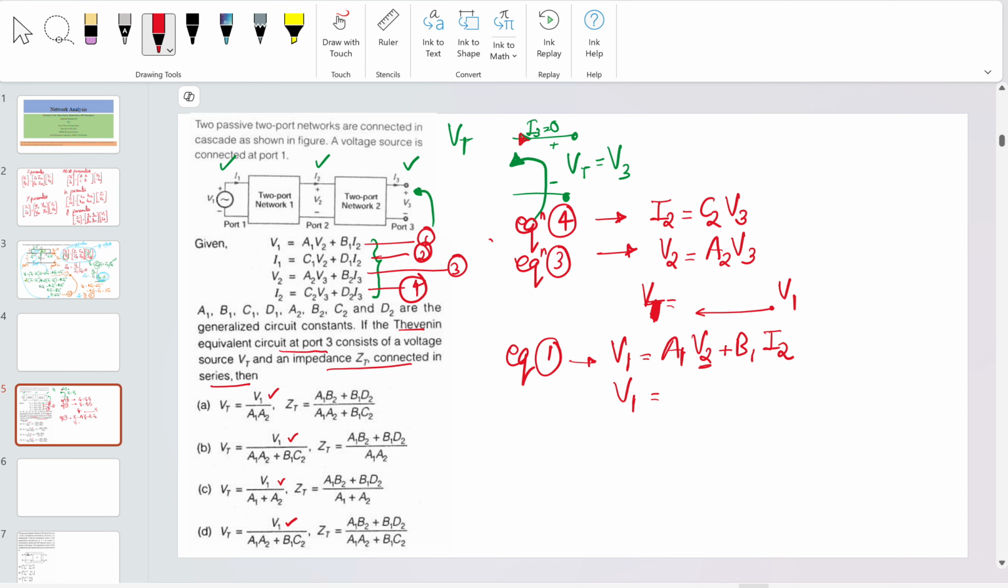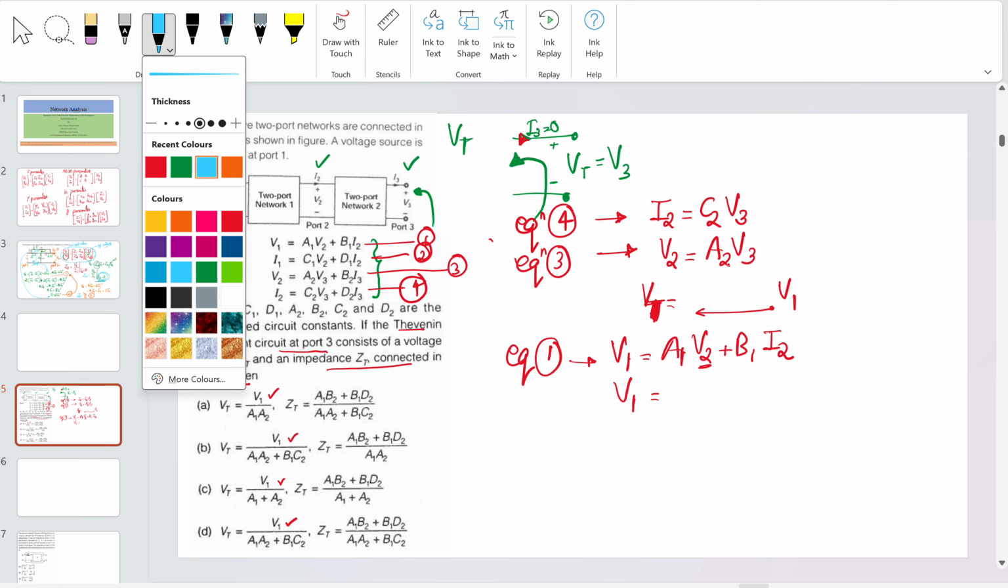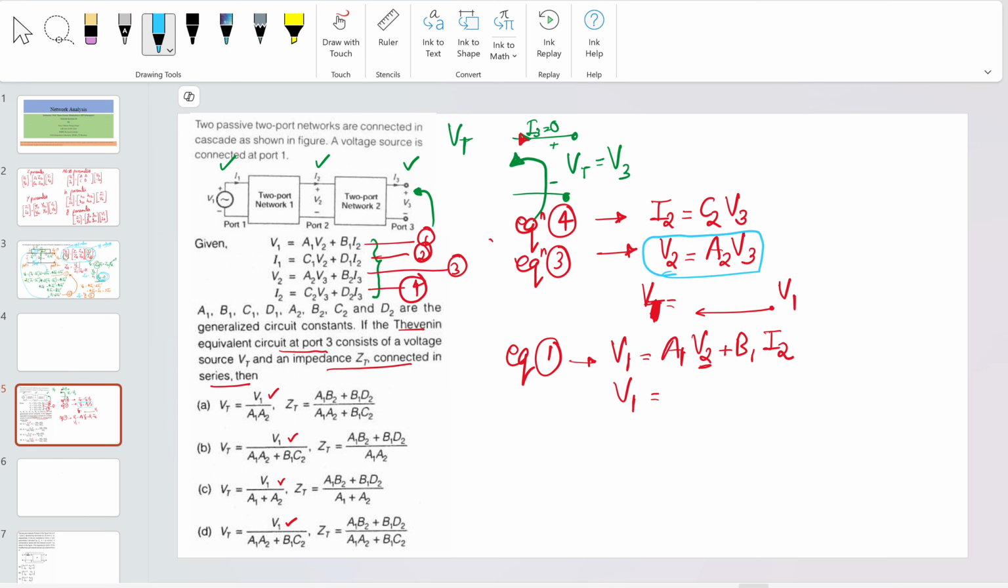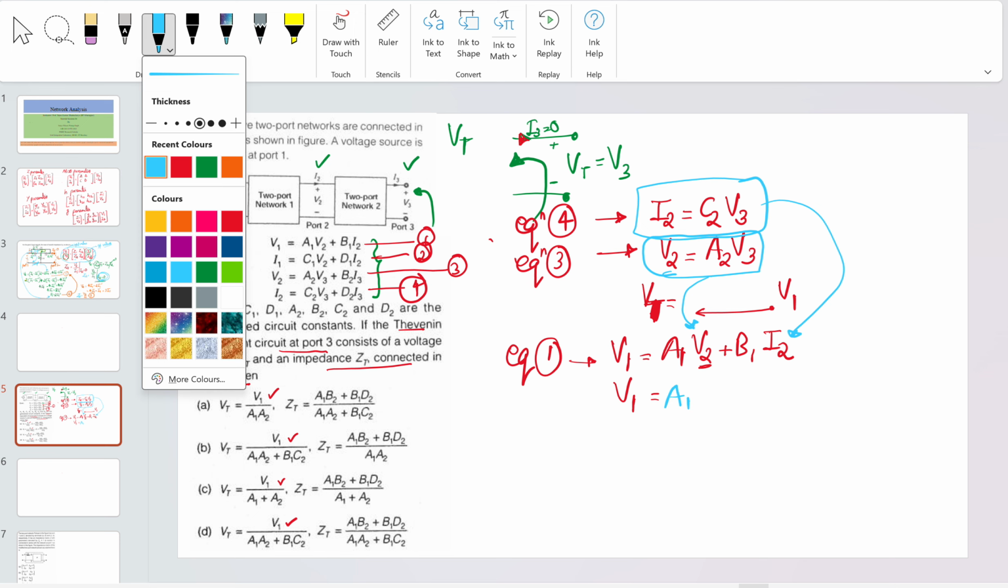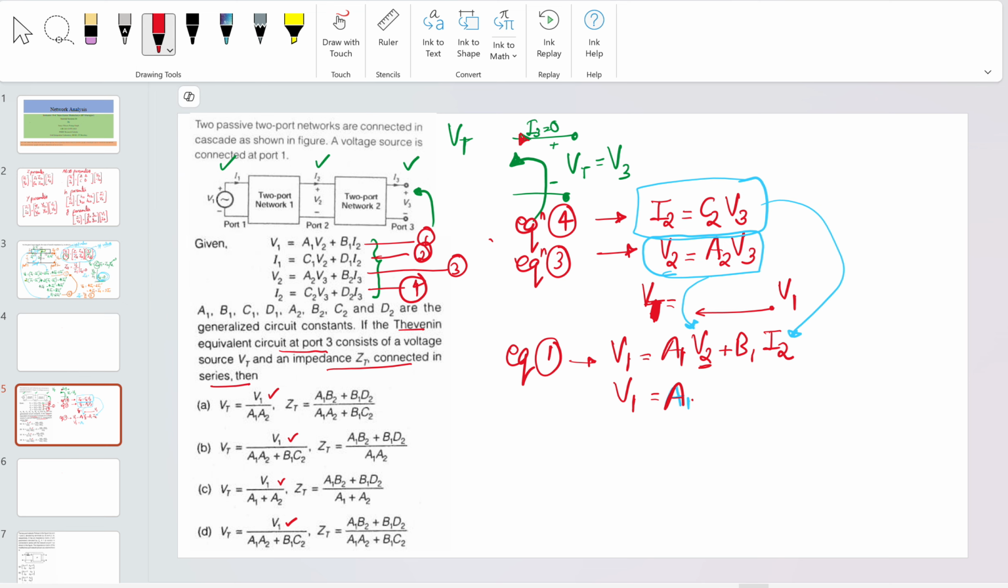V2 we have already seen from here. So let me take another pen. From here we got the V2 value. Put it here, and the same for the value of I2, put it here. You will get it in terms of other values. The A1 we have got here. What is the value of V2? V2 is actually A2 V3 plus B1. And what is the value of I2? I2 is basically C2 V3. So V1 could be written in terms of V3.